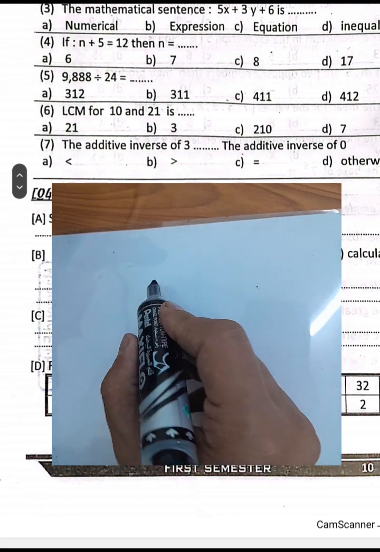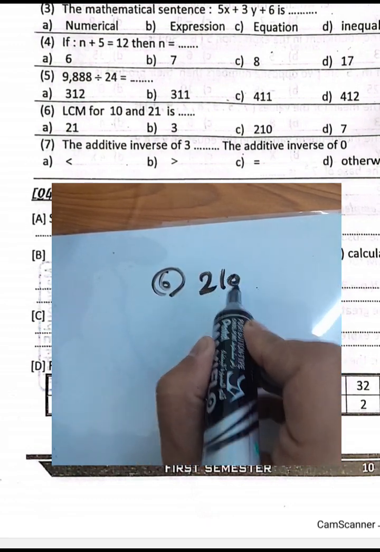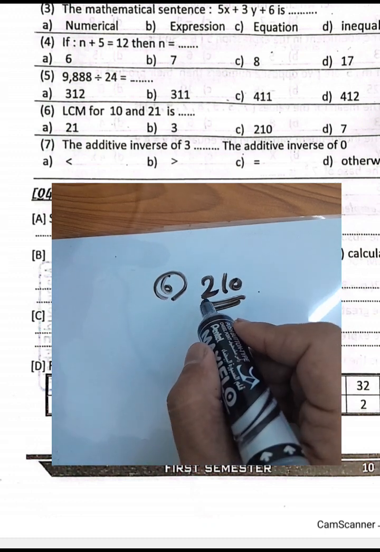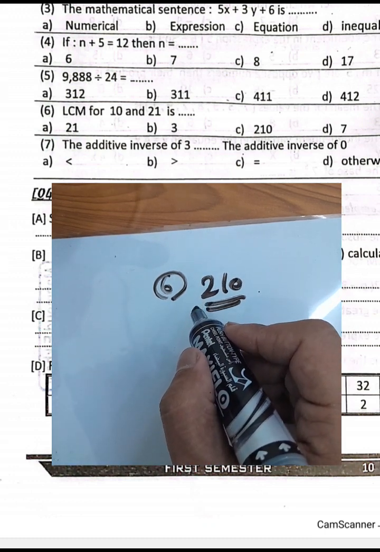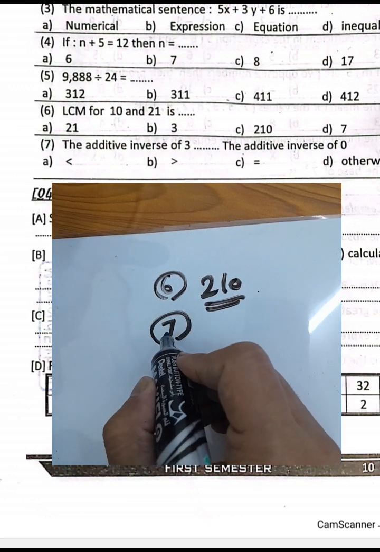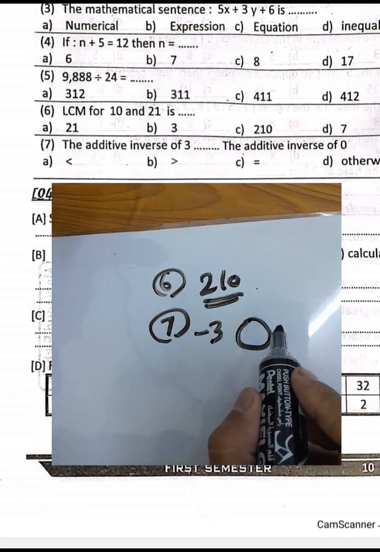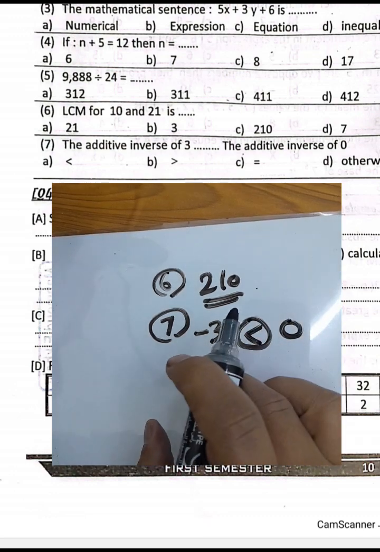Number 6. Least common multiple for 10 and 21. It will be 210, because 10 and 21 are relatively prime numbers. Then the product between them will be the least common multiple. Question 7. The additive inverse of 3 will be negative 3, and the additive inverse of 0 will be 0. Then negative 3 is less than 0.